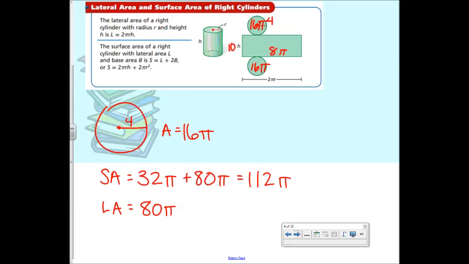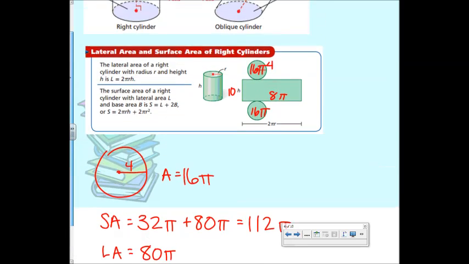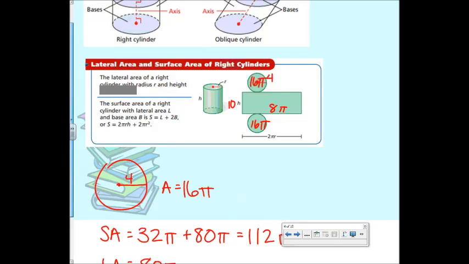All right. So surface area is going to be bigger. Lateral area is going to be smaller. So when I give you guys the formulas for these, the formula for the lateral area of a cylinder is 2 pi r h, because 2 pi r is the circumference and h is the height. Once you have the lateral area, you just add the bases. So the formula for surface area of a cylinder is 2 pi r h, which is the lateral area, plus 2 times the area of the bases. And the base is just a circle, so pi r squared.